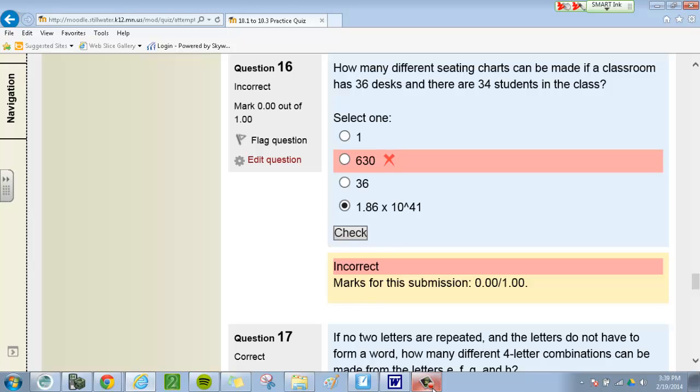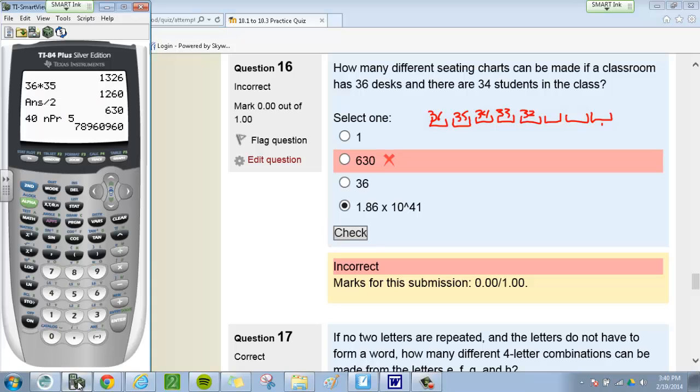So because it's a permutation, you have 36 desks, and 34 students get to choose a desk. So you got 34 spots. I'm not going to write all these because it's going to take forever. You go 36, 35, 34, 33, 32, all the way down to when you get to the last spot.